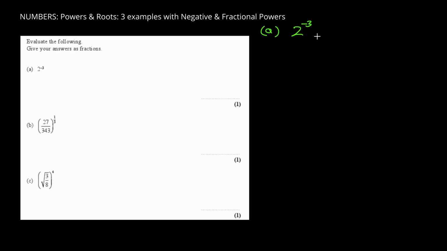Negative powers are nothing to do with negative numbers. This simply equals 1 over 2 cubed. 2 cubed is 2 times 2 times 2, so this is an eighth. I can't tell you how many times that question comes up.